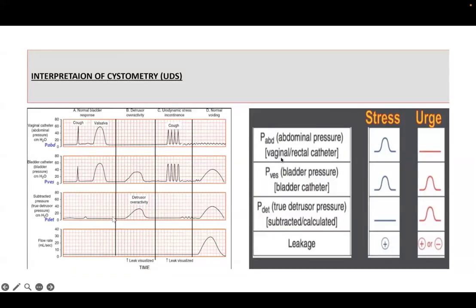Here in this slide, if there is a rise of abdominal pressure, associated rise of PABD and PVES, but no rise in PDET, this is stress incontinence. It must be associated with leakage. If there is no leakage, then it is a normal urodynamic study. And in case of detrusor overactivity, there is a rise of PDET associated with PVES, no rise of PABD. If it is associated with leak, it is urge incontinence or detrusor overactivity incontinence.